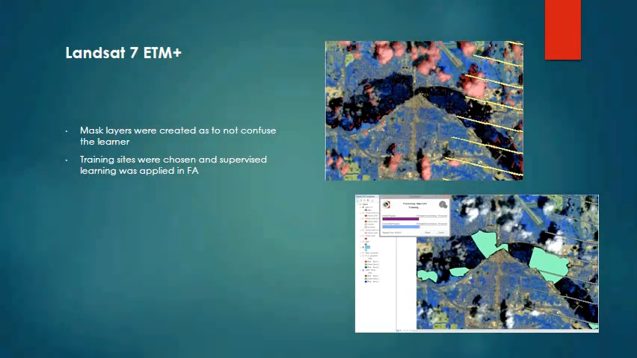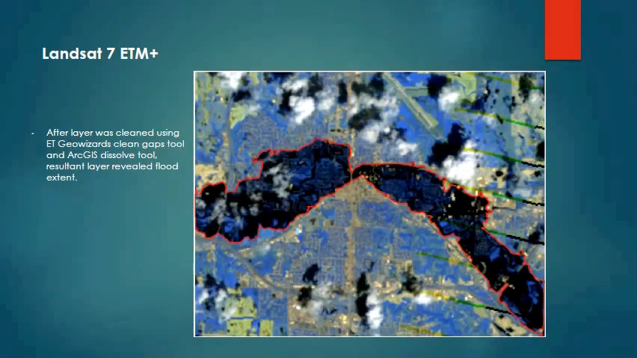In the Landsat image, I masked out the clouds in red and the gaps in yellow so as not to confuse the learner. The training sites were then created as seen below. The gaps that resulted from the mask layers were cleaned using ET-GeoWizards and then dissolved using the ArcGIS Dissolve tool to create the final inundation extent.